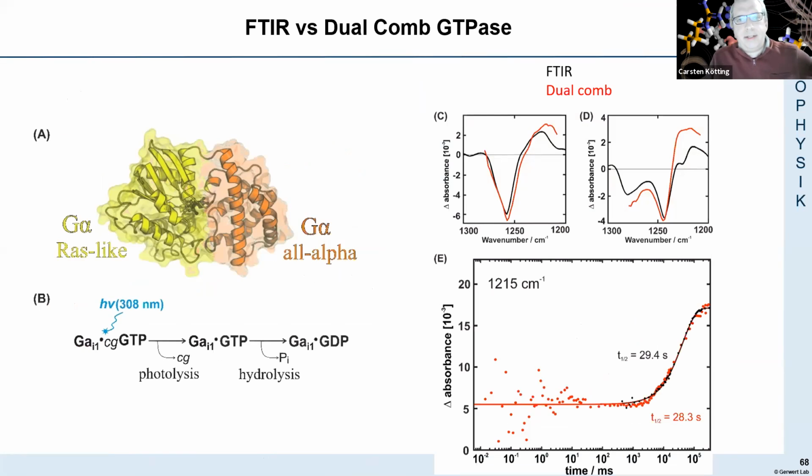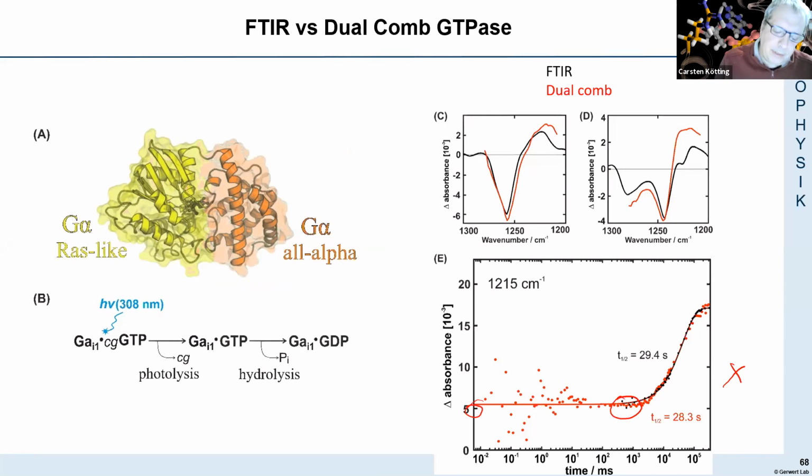What we see now is the comparison of this FTIR data with dual comb data. Here, the time-resolved data. This reaction takes roughly 29 seconds, and you see in black the data of the FTIR experiments we did a few years ago, and in red the new results with the dual comb, and you see that we get practically the same rate. What you obviously see is that the first data point for FTIR was at about 40 or 50 milliseconds, and with the dual comb we have a lot of data before that, some orders of magnitude.